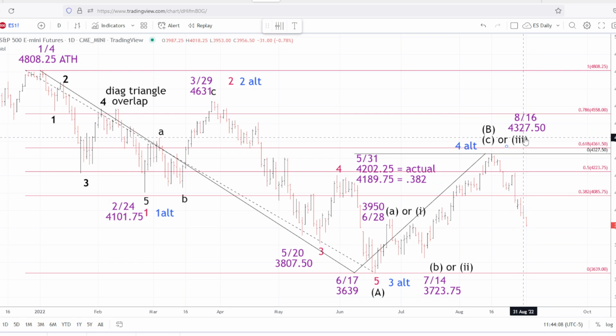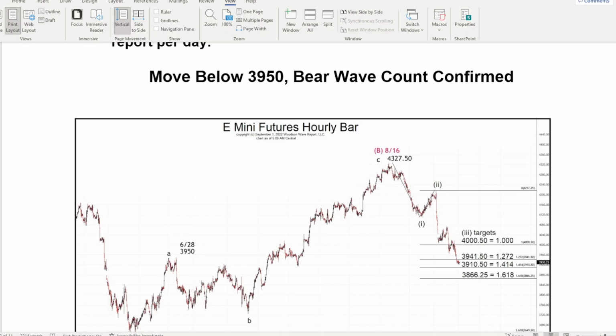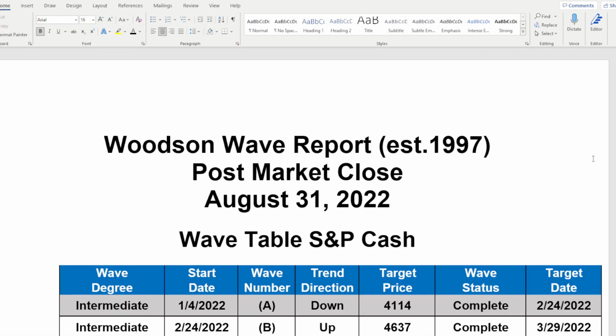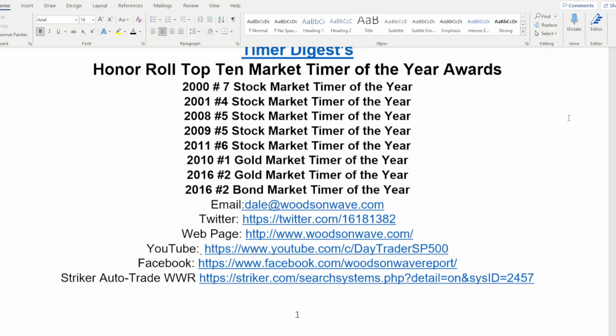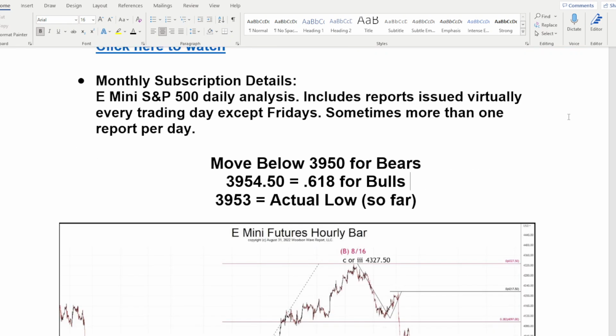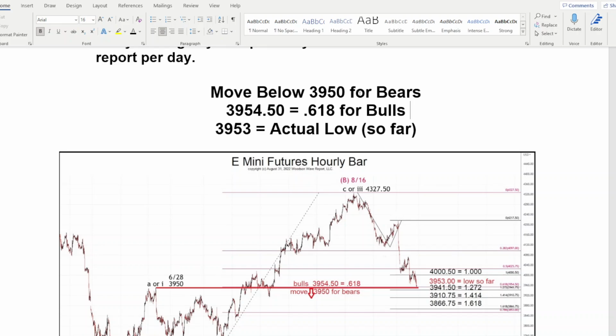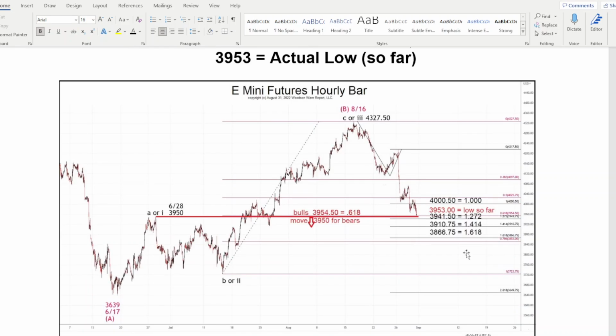What we needed to see, or what the bears needed to see, we put this out in our report. I may as well just bring that up right now since I'm mentioning it. I think it was last night's market close report where our parameters were set. There we go. Move below 39.50 for the bears. 618 retracement. This was as of the close yesterday. And the actual so far, you can see all of the action right here. The bulls needed to see that hold. That was a perfect 618.